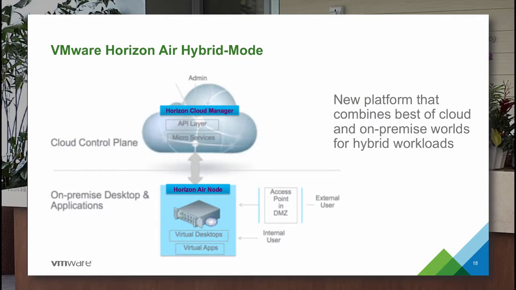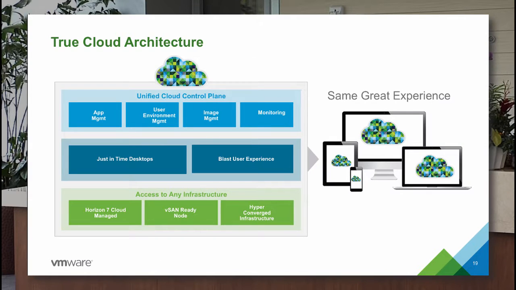We also now have introduced VMware Horizon Air hybrid mode. So you probably remember this as Project Enzo. This is where we leverage the hybrid cloud for the control plane, and then we leverage the data center for on-premise desktop and applications. So this way customers really get the best the cloud has and then the speed and the performance that exists inside of on-premise for those hybrid workloads.